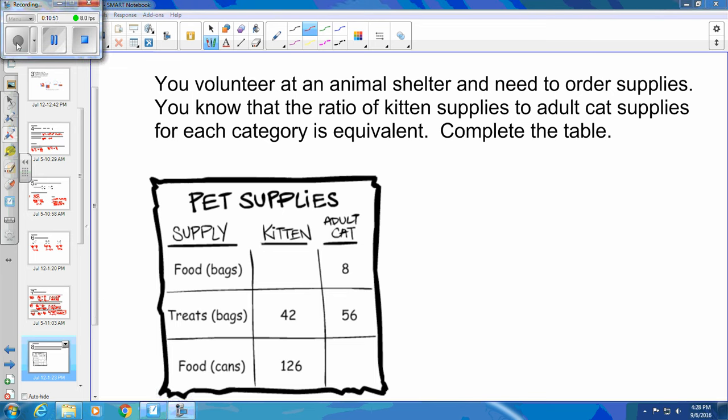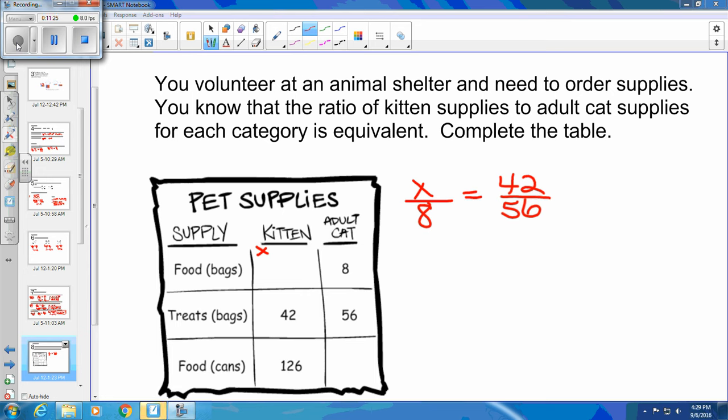When I went to solve this, I know that my kittens to my adult cats are in proportion. So I can make this an X for now. I'm going to put it up in the corner here. Okay? So if we look at food, the kittens to the adult cats, in comparison to the treats, 42 is to 56.